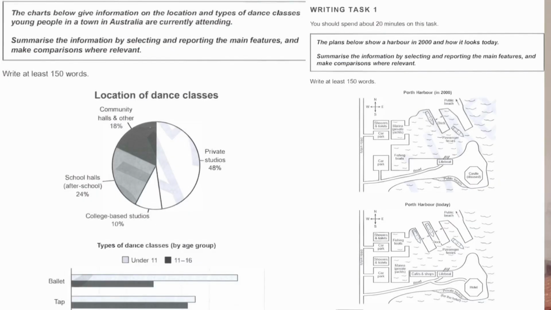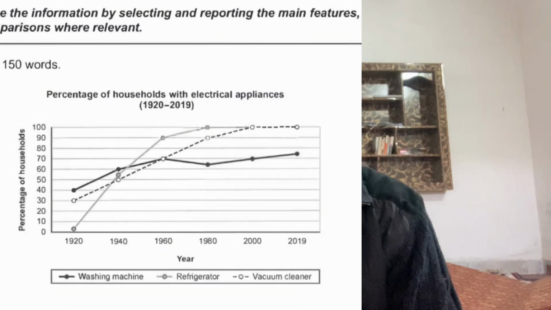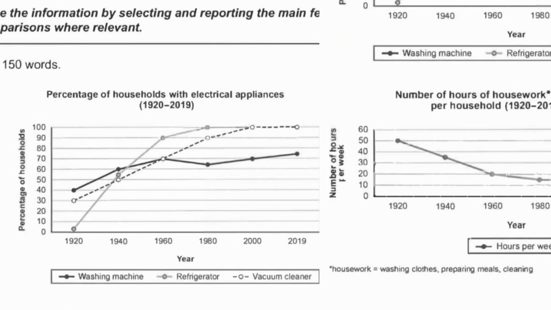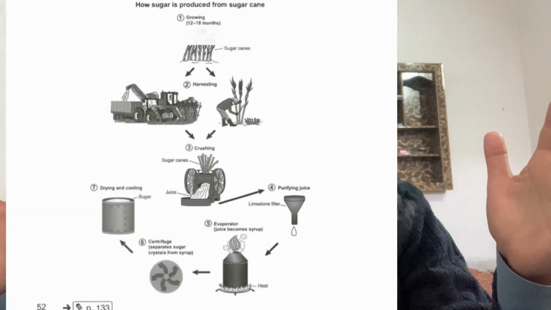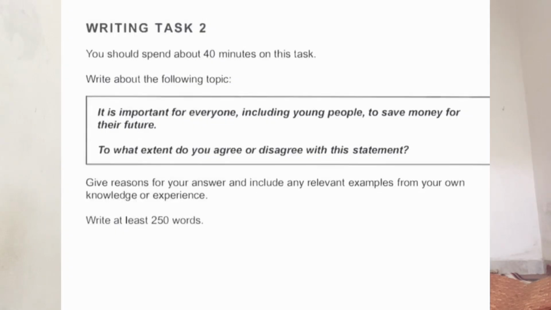Then comes writing. Writing has 2 tasks, 1 hour duration. Task 1 and task 2. For academic, in task 1, you will be asked to explain a bar chart, a pie chart, a paragraph, a process. Something which looks like this, a bar chart, a graph, a pie chart, these sorts of tables and charts, and you will need to explain it. And then task 2 would be writing an essay.